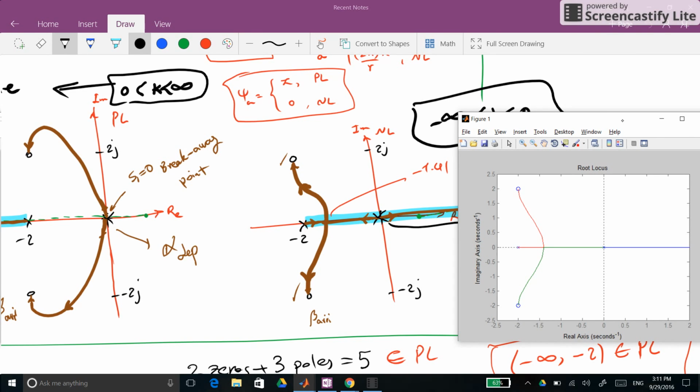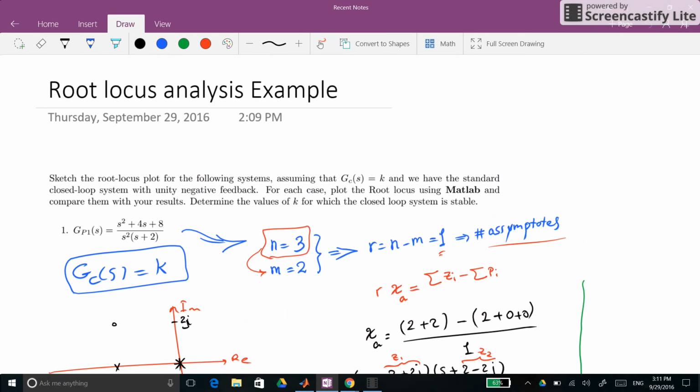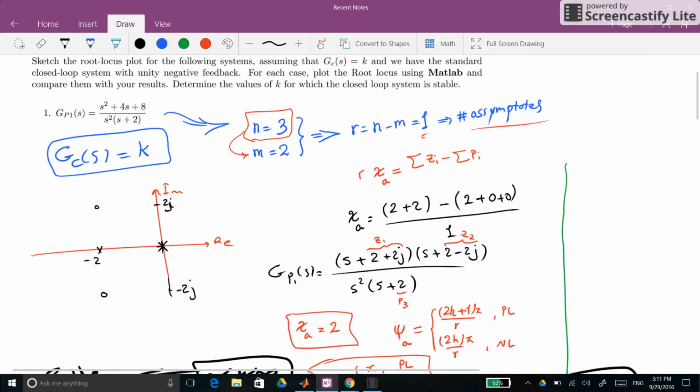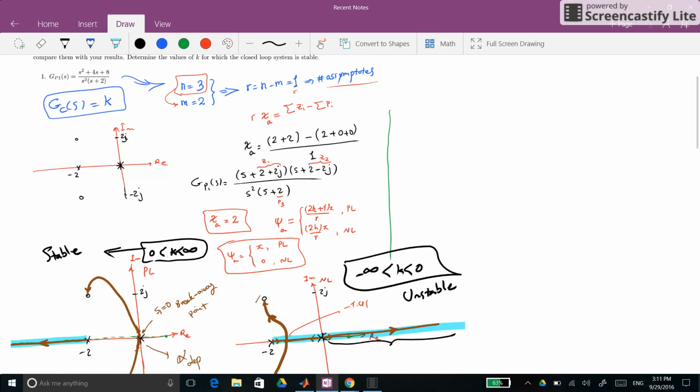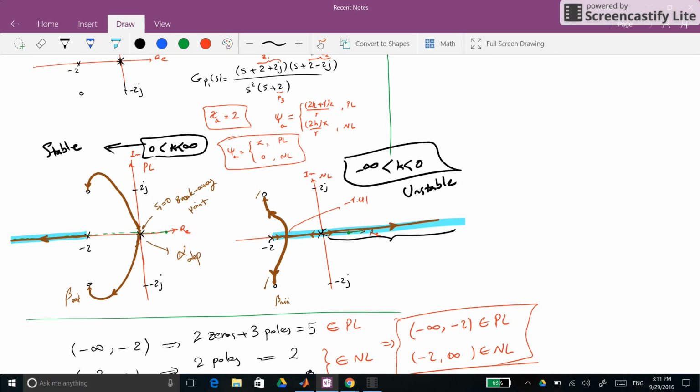Okay, so I think we are done for this video. There's nothing else to consider here. We have determined the values of k for which the closed loop system is stable. So I hope you have enjoyed watching this video and you have learned how to calculate the angles of arrival and angles of departure from the poles and the angles of arrival at the zeros.